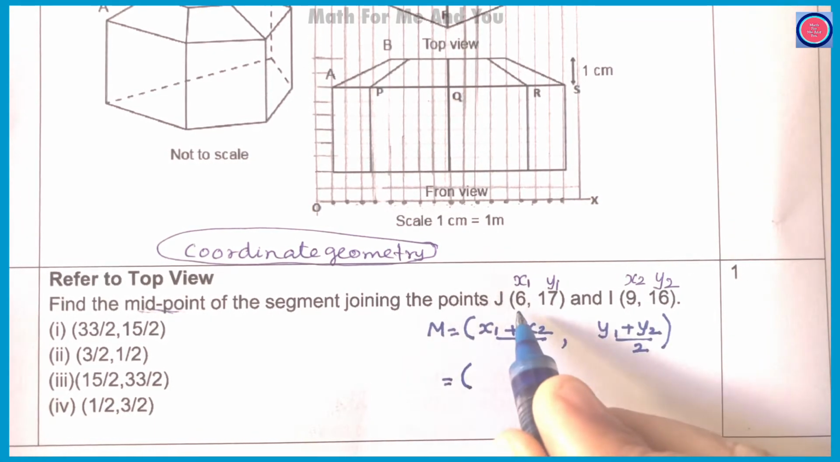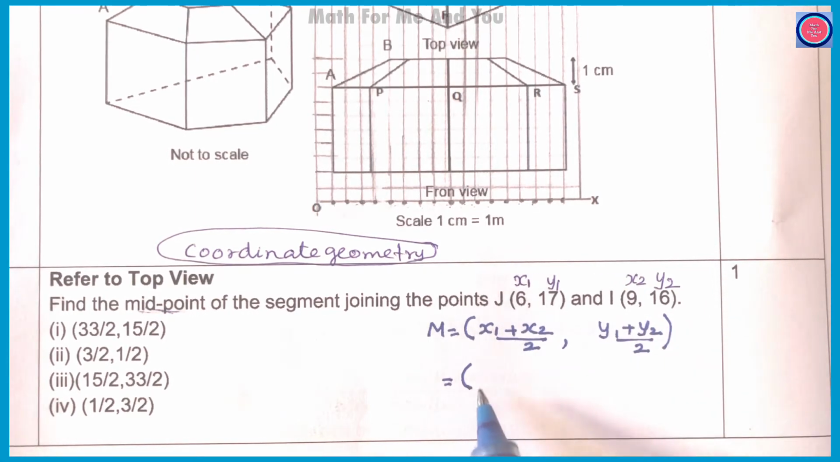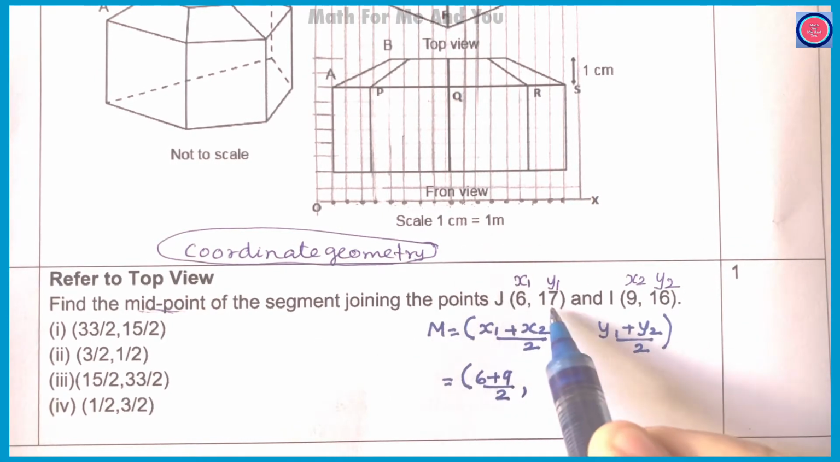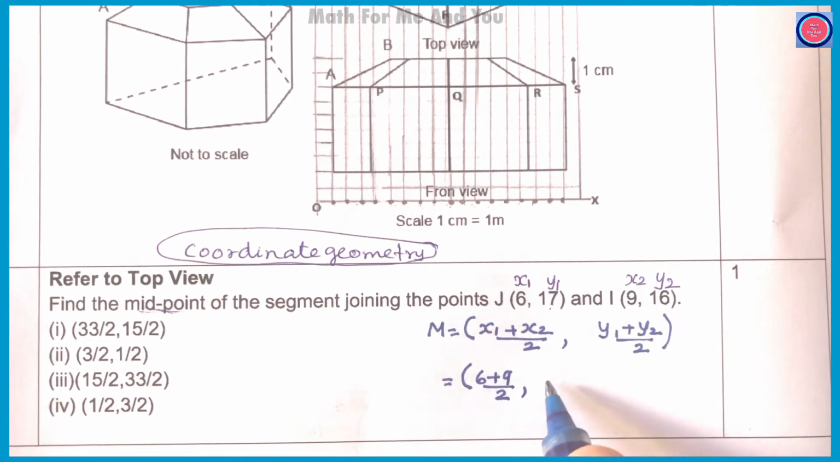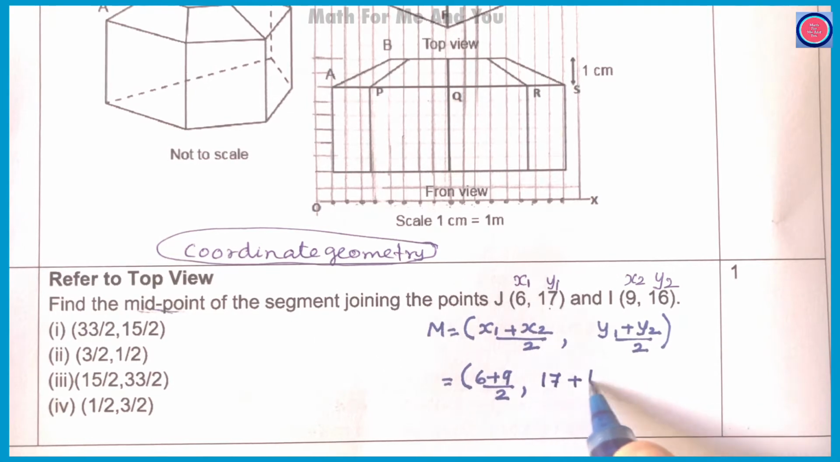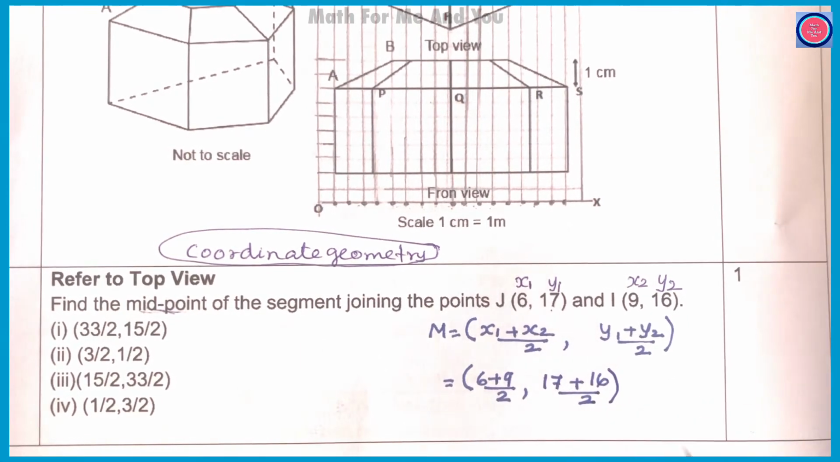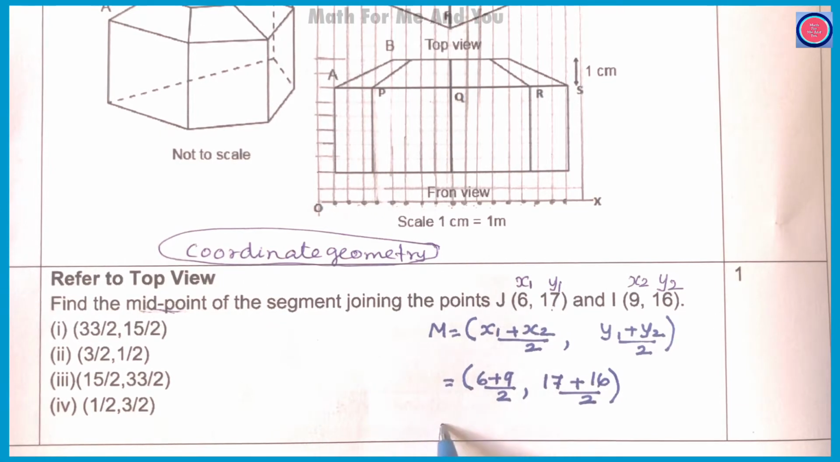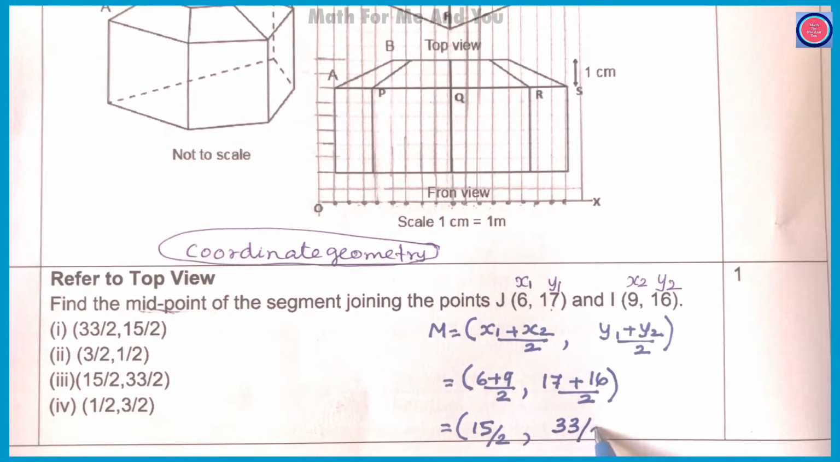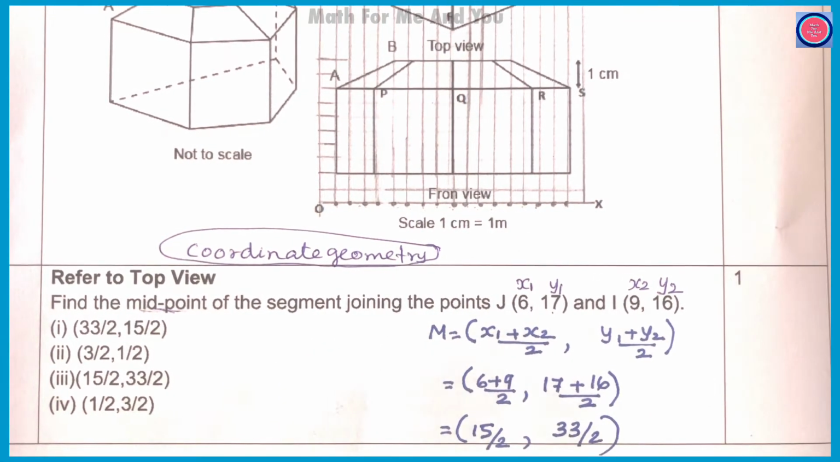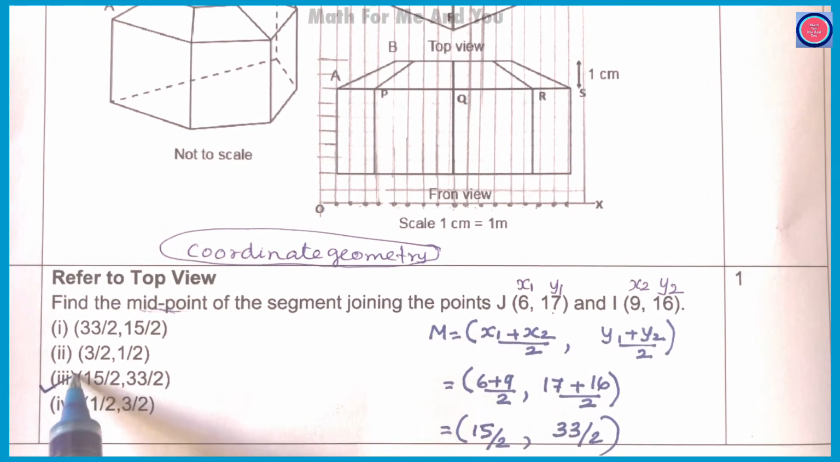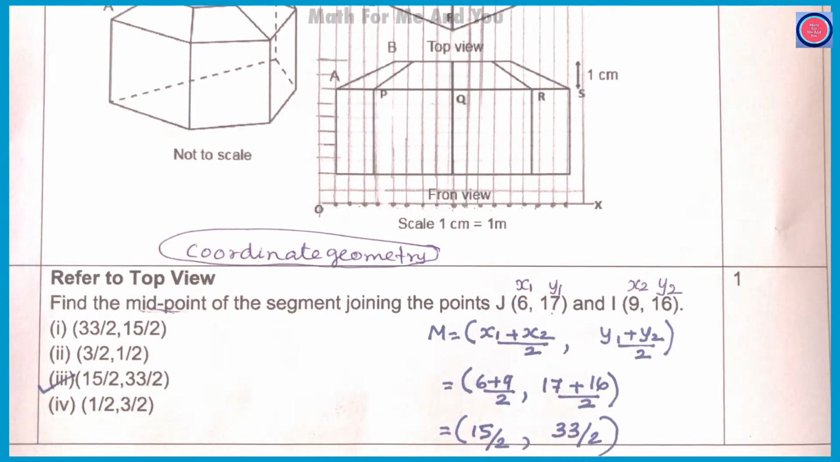Now substitute the values. x1 is 6 and x2 is 9. It is 6 plus 9 over 2. y1 is 17, y2 is 16. If we write x1, y1, x2, y2, it would be easier for us to get the answer correctly. Now we write 17 plus 16 over 2. What is 6 plus 9? 15. So 15 over 2. And the next number is 33 over 2. Look at the options. Which is the correct option? Yes, option 3: 15 over 2, 33 over 2. This is the midpoint. Next question.